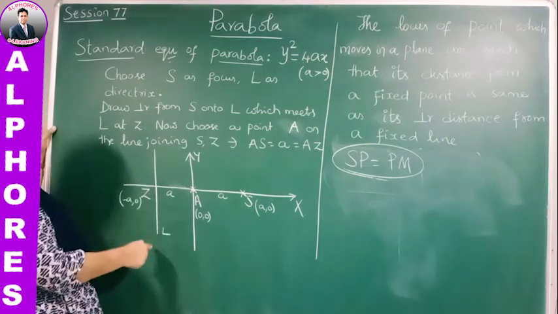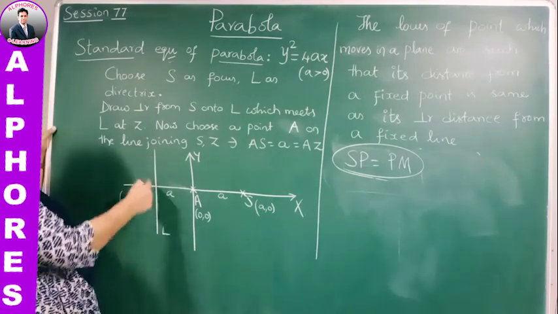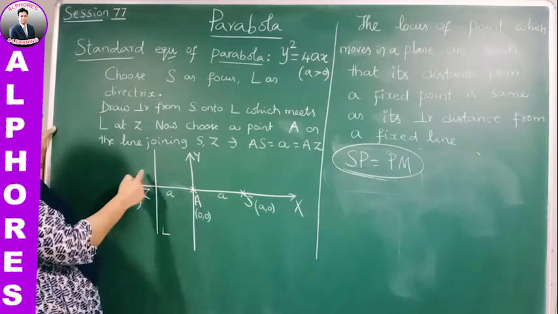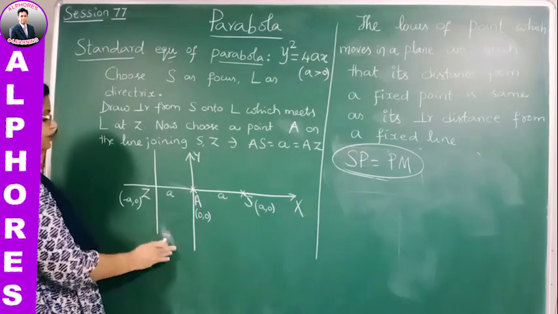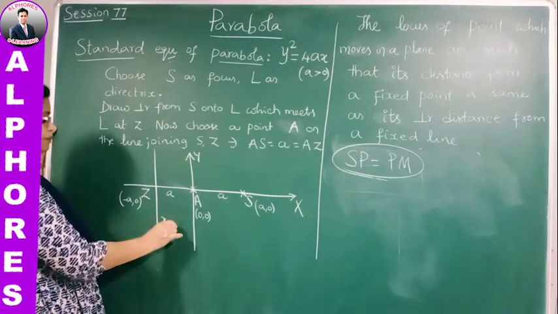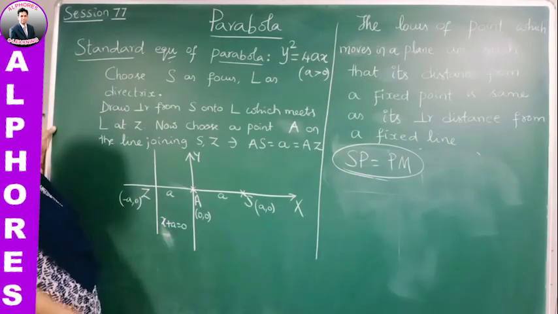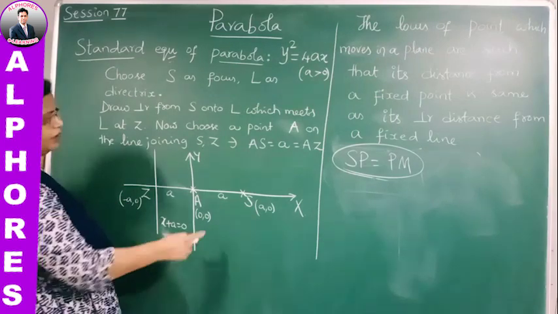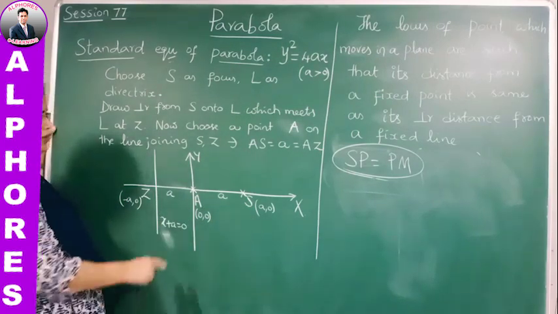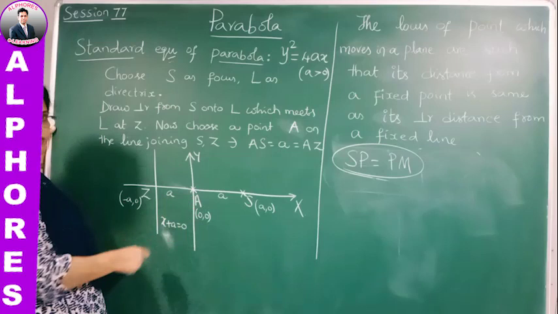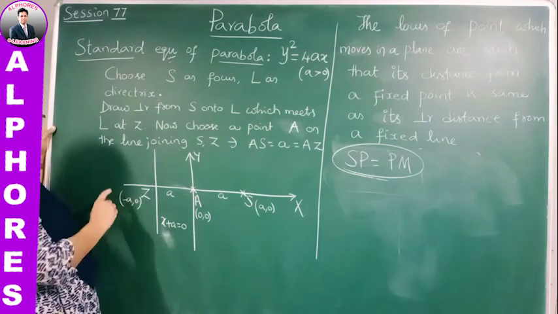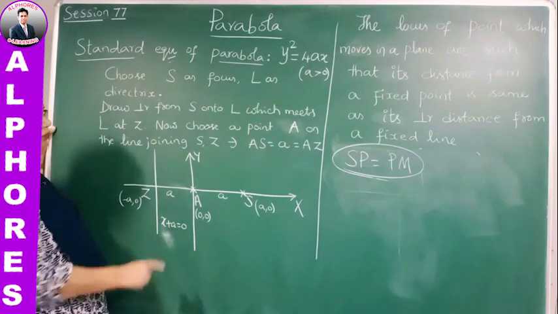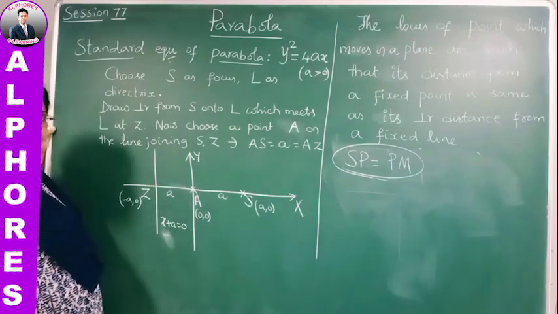Moreover, what is the equation of the directrix? It is a line parallel to the y-axis. Therefore, I can write this equation as x + a = 0 or x = -a. Okay students, so till now you have the focus as (a, 0), the point A as (0, 0), and Z as (-a, 0). Moreover, A is a point on the parabola.